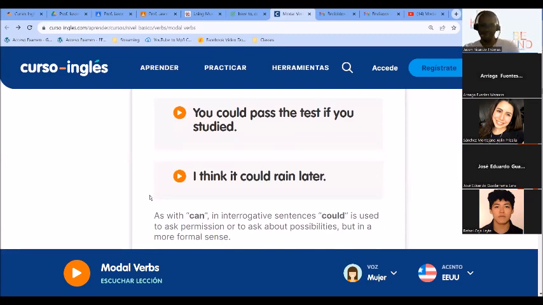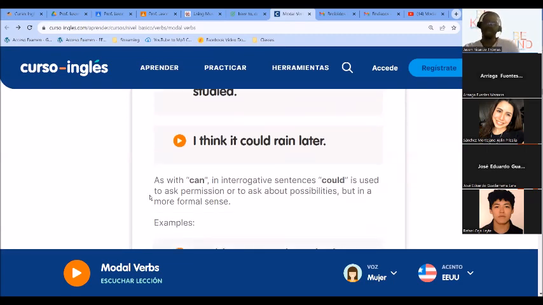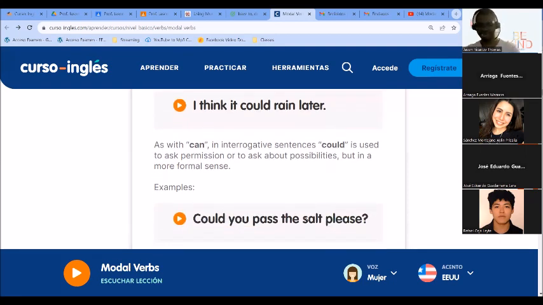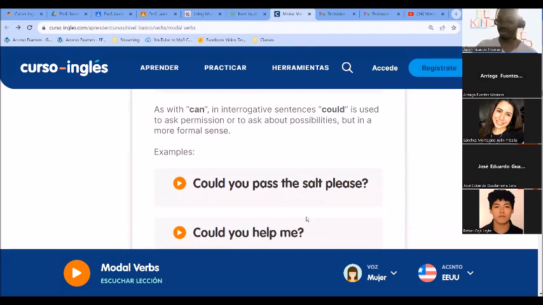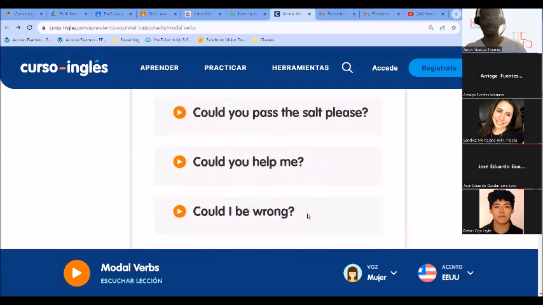Now, when it comes to question forms, can and could do the same thing, which is why I was mentioning pairing. You can use them to ask for permission and possibilities, but could is formal. Can is informal. You use it between you and your friends, and could is formal. Use it with authority and older people, a little sign of respect. So, could you pass the salt, please? Could you help me? Could I be wrong?